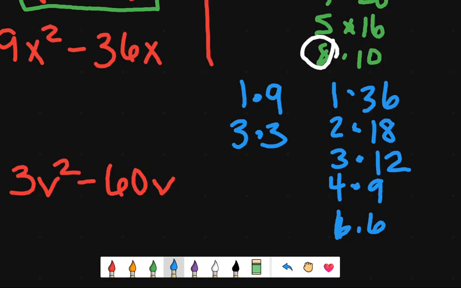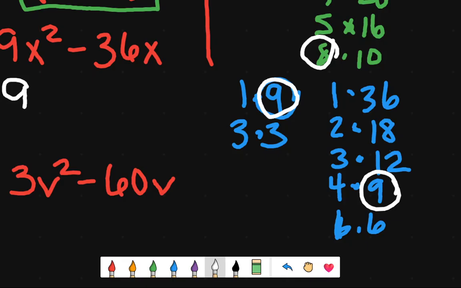Now, what is the largest factor that they have in common? They have quite a few in common. It can only go as large as the smallest factor here, which is 9. So the greatest common factor between the two is actually 9. That means we can factor out a 9 from the 9x squared and the 36x. So 9 is the greatest common factor. Let's factor it out.